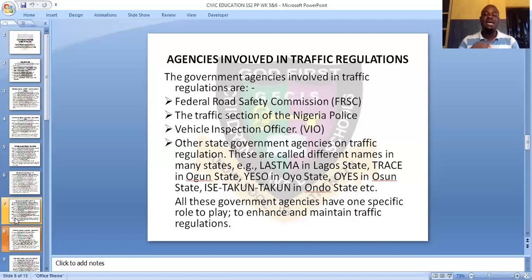So aside from each state having the Federal Road Safety Commission office of the federal government, they also have their own state traffic agency, and all these government agencies have one specific role to play, which is to enhance and maintain traffic regulation. It is the job of LASTMA to do that in Lagos State. It is the job of TRACE to do that in Ogun State. It is the job of GESO to maintain traffic regulation in Oyo State, and likewise OES in Osun State, and Ise Takuntakun in Ondo State. So in all the 36 states of Nigeria, the major job is to enhance and maintain traffic regulations in their local states.